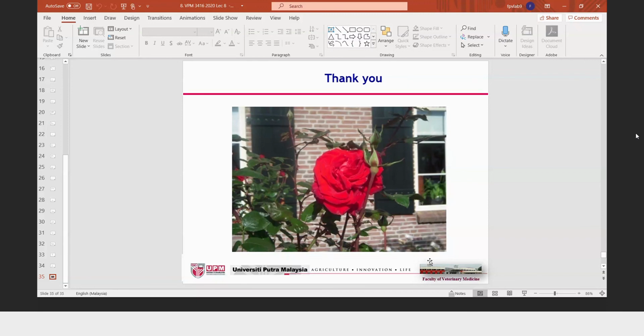Prof, I have a question. Yeah. Could cholangiohepatitis also be caused by liver fluke? Possible, yes. Yeah, because with liver fluke, the adult will be present in the bile duct. Yes.